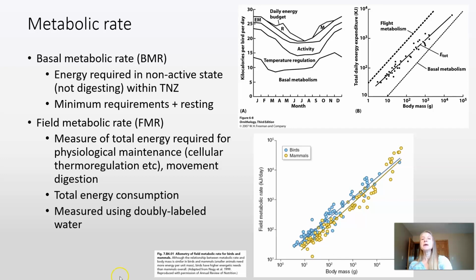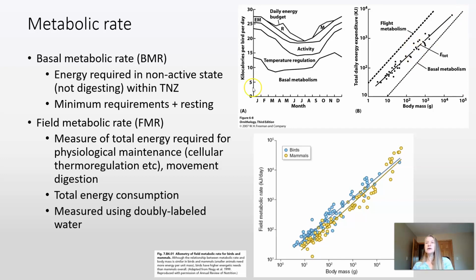And in general, we look at this lower graph from your book, body mass on the x-axis, field metabolic rate on the y-axis, and we see that in both birds and mammals, we have this allometric scaling with, as body mass increases, your field metabolic rate increases. However, look at the set point. So basically the asymptote, or this line for birds, is higher. So birds have, on average, a higher metabolic rate than mammals of the same size.